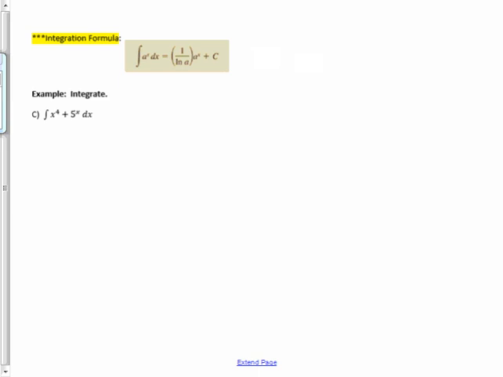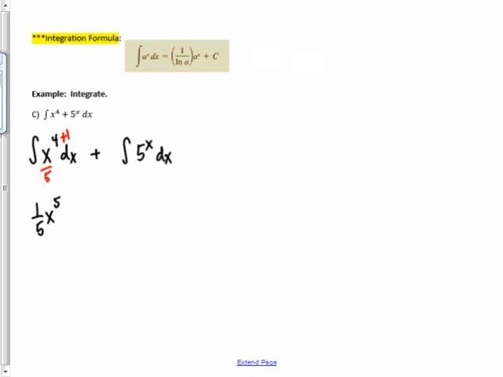So if we look at the first one, integral of x to the 4th plus 5 to the x dx. I'm going to separate it out because I've got my regular power rule, and then I've got this new rule where I've got this other base. We know how to do integral of x to the 4th, regular power rule: add 1 to it, divide by the new power. So that one is just 1/5 x to the 5th. I'm not going to put my plus c till the very end.